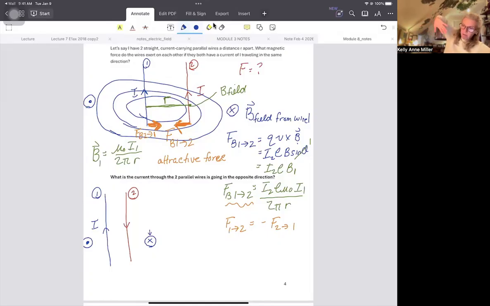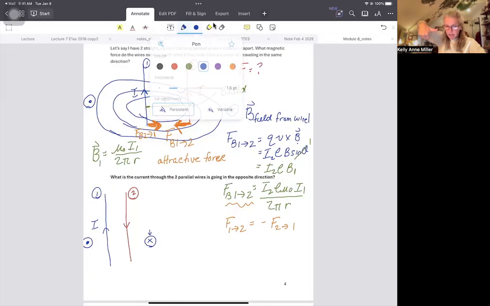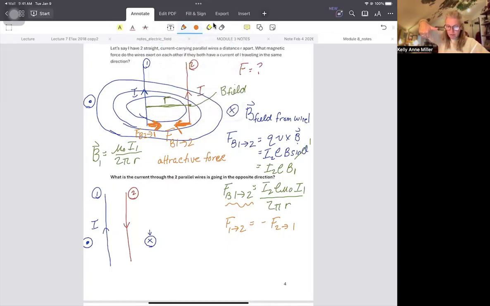If I point my fingers down, I use the second right hand rule. I curl my fingers out of the page. Sorry, it's going into the page. I was doing out of the page. It's going into the page. So my fingers are pointing down, and they're curling into the page. So the force is in this direction.